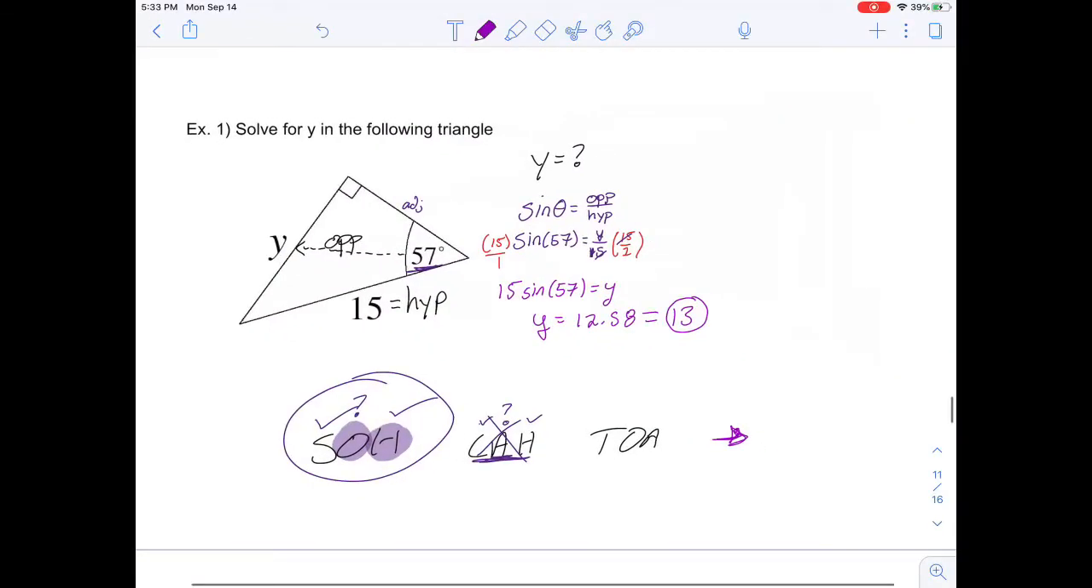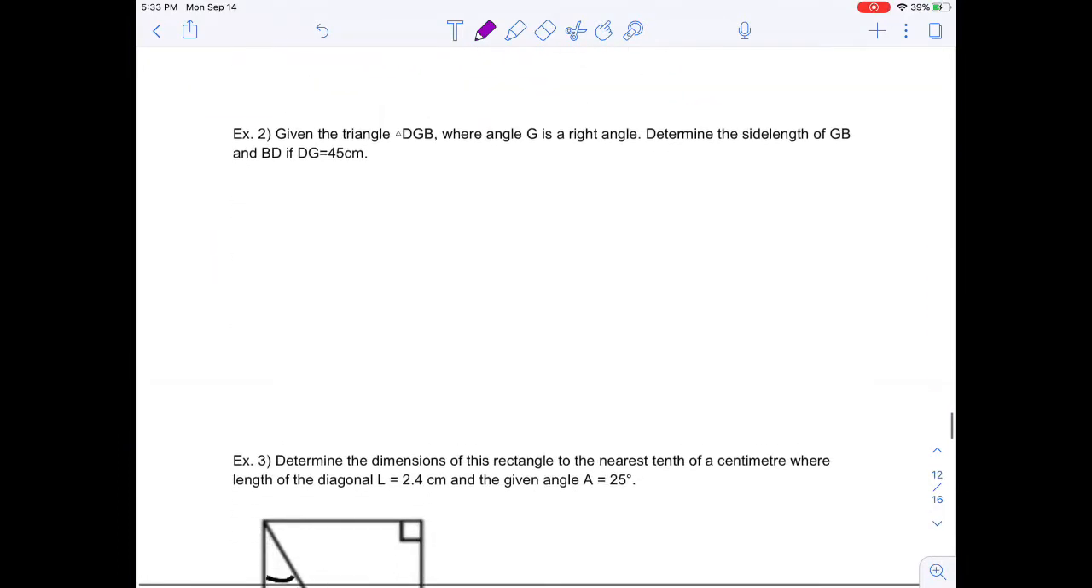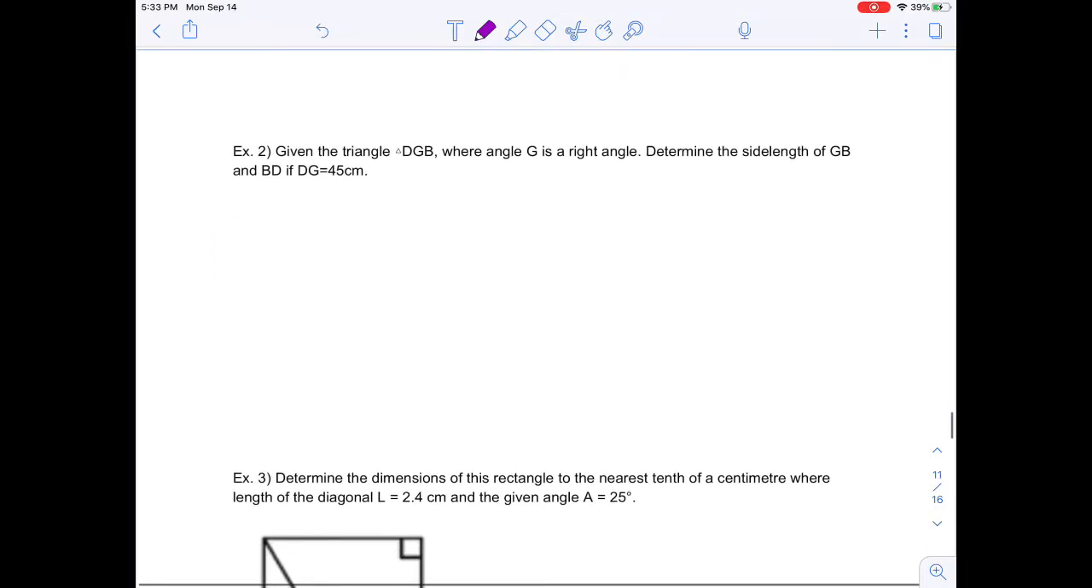So again, copy it down. Make sure you come ask questions if you're a little confused. Move on to example 2 here. Given the triangle DGB, where G is a right angle, determine the side length of GB and BD if D to G equals 45 centimeters. So that is a bunch of mumbo jumbo.